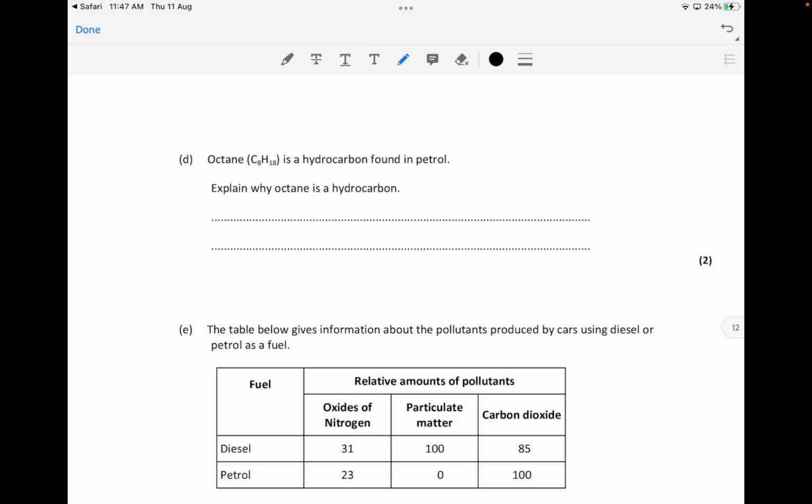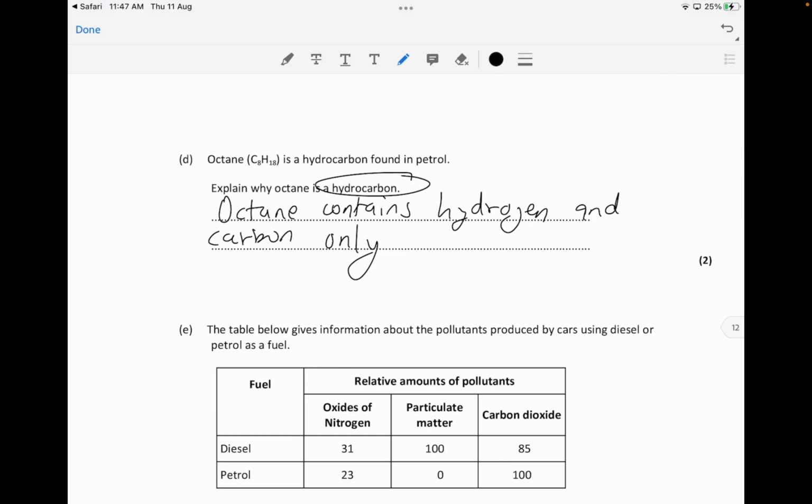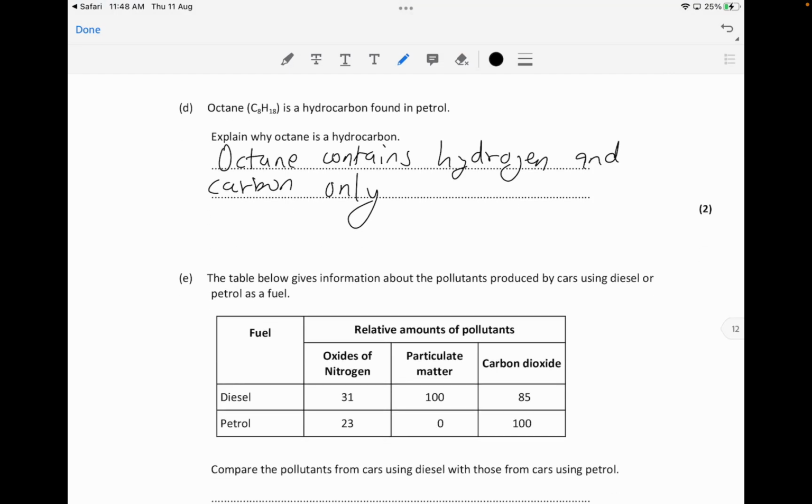Octane is a hydrocarbon that is found in petrol. Explain why octane is a hydrocarbon. The definition is that octane contains hydrogen and carbon only. Here is a useful tip: when dealing with hydrocarbons, remember that hydrocarbons are only made up of hydrogen and carbon, and you have to mention the word only. It's really critical that you mention that word. So octane contains hydrogen and carbon only. That's going to be your statement for 2 marks.